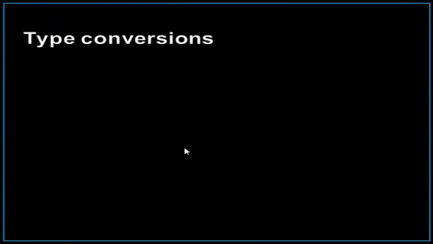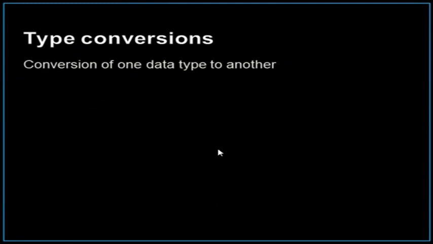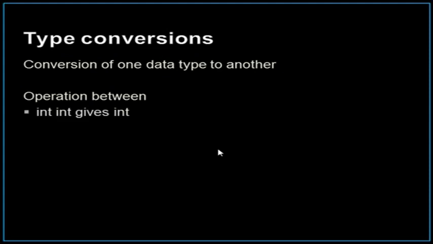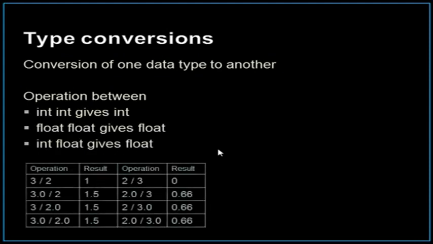Okay, now look at a little concept of type conversions. Type conversion is nothing but the conversion of one data type to another. If we have two incompatible data types, we have to convert one of them for operation between them. Now we have learned this earlier in this lecture also. Int gives an integer, float gives float, int and float gives float. Now if any one of the operands is a float, that gives float.